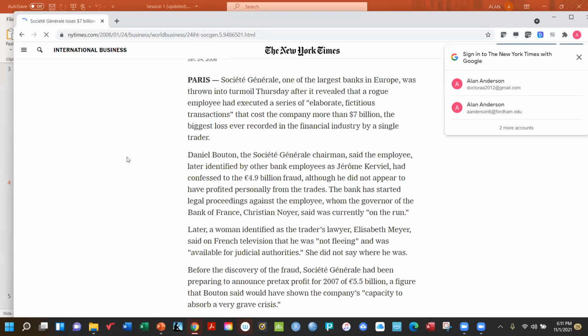Now, what happens sometimes with these traders is they're not just losing money because they don't know what they're doing. Sometimes they actually create fictional transactions to cover their tracks. And what can happen is they can end up making things worse that way. And so this Jerome character managed to lose, well, let's just say a lot of money. We're looking at 5 billion euros or about $7 billion from his trades because he was able to hide it from his bosses until the situation got completely out of control.